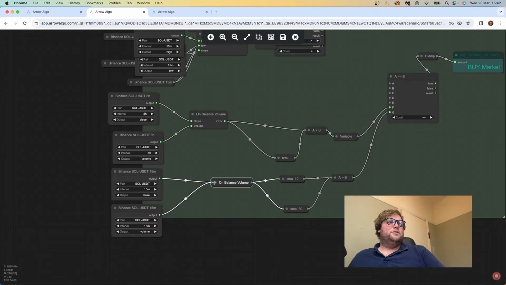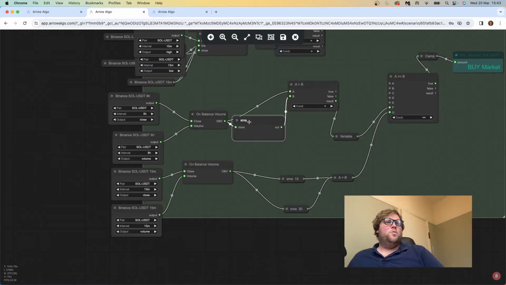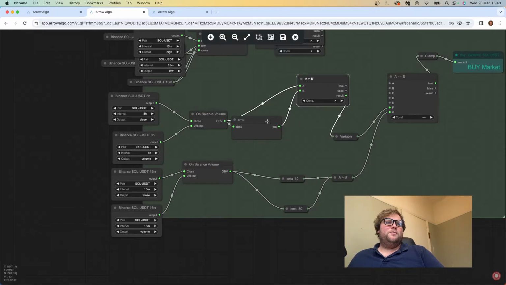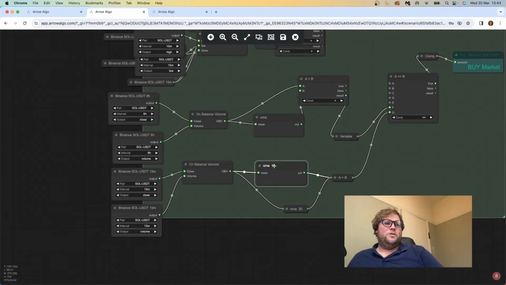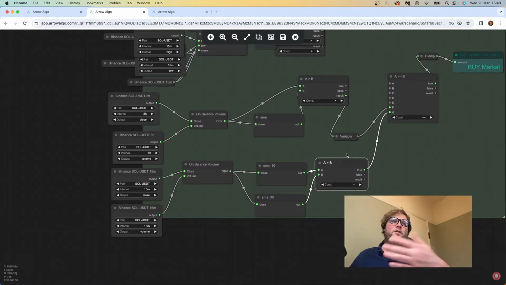So we're feeding in the closing price and the volume into each of these OBV blocks, and we're checking whether the on-balance volume is above its moving average in the first instance on the 8-hour chart, and whether the short moving average is higher than the long moving average on the 15-minute chart. So this shows us that there's volume flowing back into the asset for each of these, and that generally people are buying, people are pumping volume into the asset.